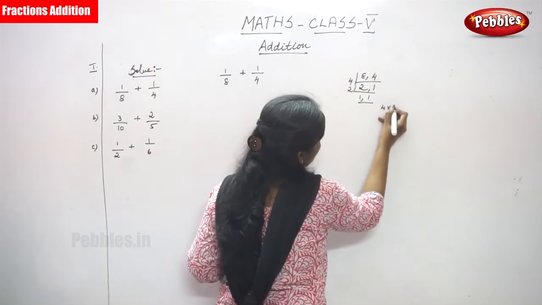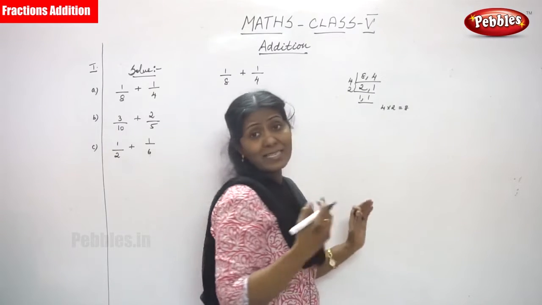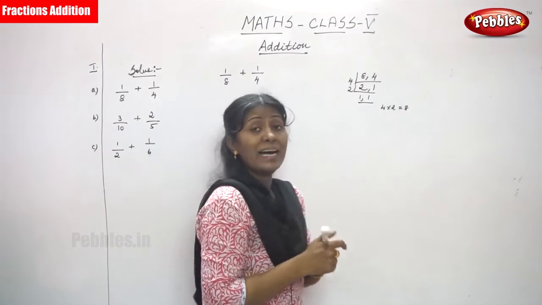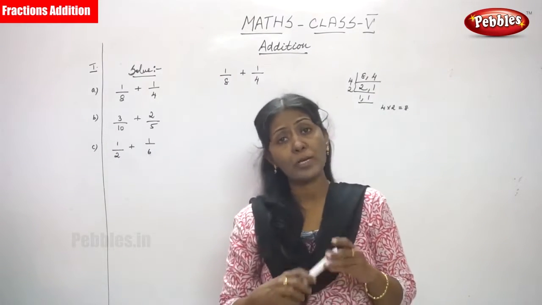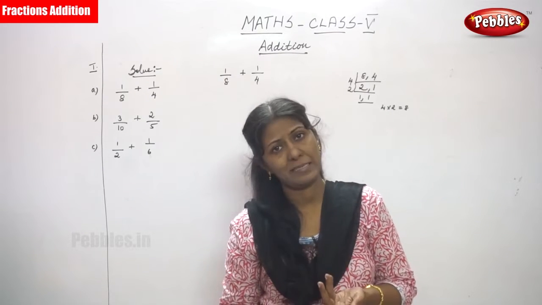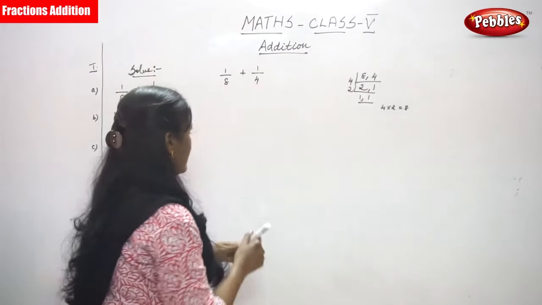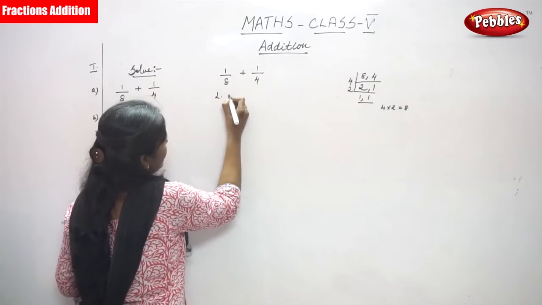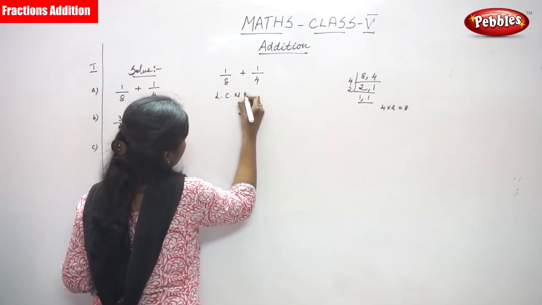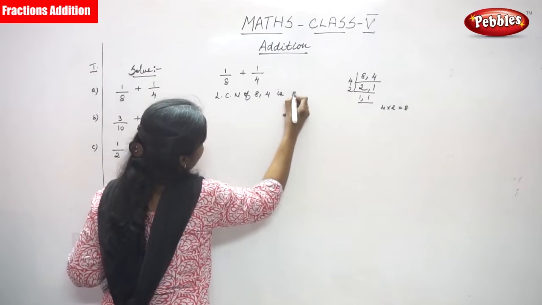So 4 into 2, you can get 8. So if you multiply by 1, you can get the same number. I have already told you, any number is multiplied by 1, you can get what? The same number. For example, 10 into 1, you can get 10. 5 into 1, you can get 5. So LCM is 8. So now I am writing the LCM of 8 comma 4 is 8.